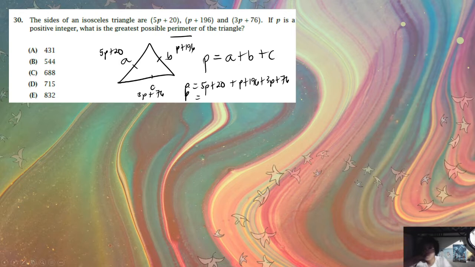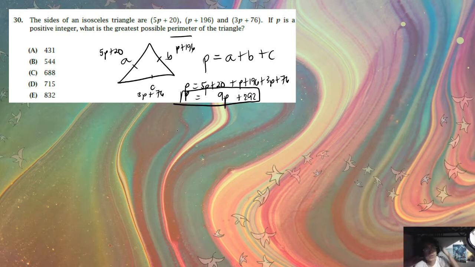So 5p plus 1p plus 3p should give us 9p. And then 20, you can use our calculator, 20 plus 196 plus 76, that should give us 292. So therefore, the total perimeter of our figure is 9p plus 292.